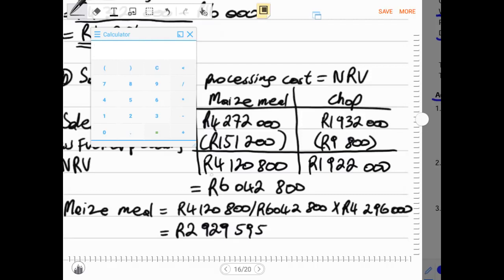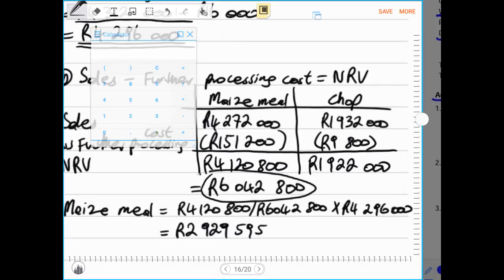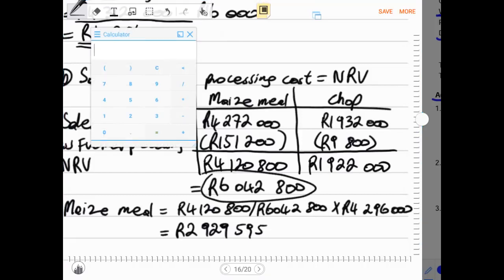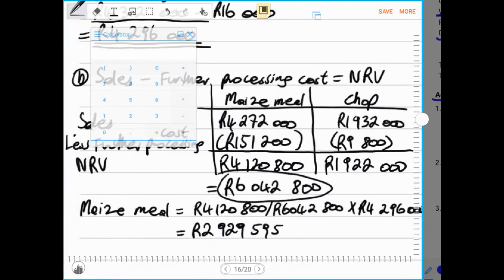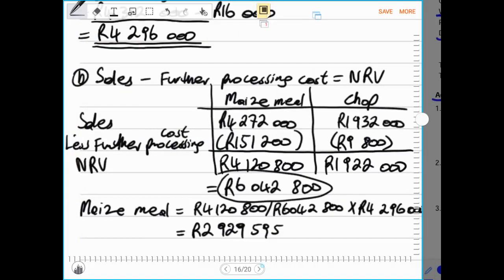Just want to recalculate that because I added there to ensure the accuracy of my figures. We have 4,120,800 plus 1,922,000. Yes, 6,042,800. So now that will be the allocation of the joint cost to the first product.